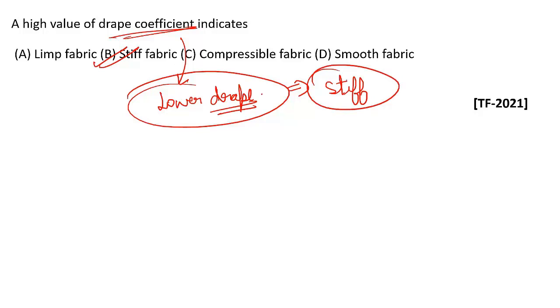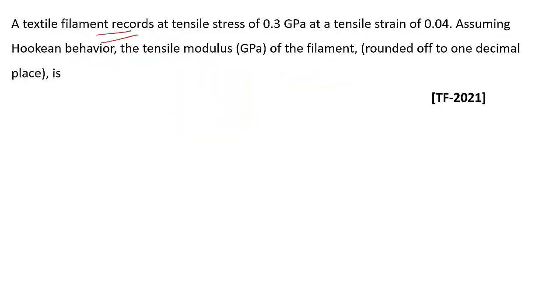Now coming to the next question. This question says a textile filament records a tensile stress of 0.3 GPa at a tensile strain of 0.04. Assuming Hookean behavior, the tensile modulus in GPa of a filament rounded off to 1 decimal place is. So what you have to find in this 1 mark NET type of question is the tensile modulus. The tensile stress is given to be 0.3 GPa, whereas the tensile strain is given to be 0.04.